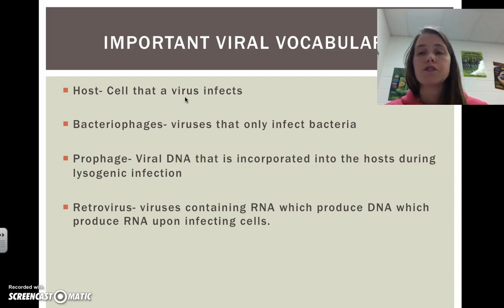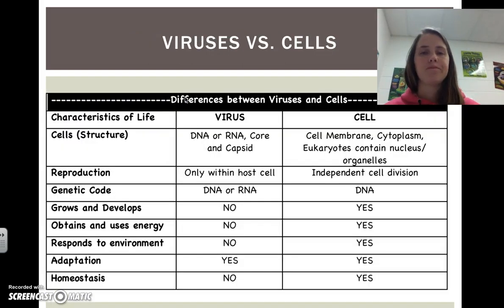And then you have retroviruses. This one's a little confusing, and I'm not going to have you worry about it too much, but retroviruses are essentially viruses that have RNA, and they make DNA out of their RNA so that the cell can make RNA out of that DNA. You don't need to worry about it right now. You'll learn about it more in high school biology.